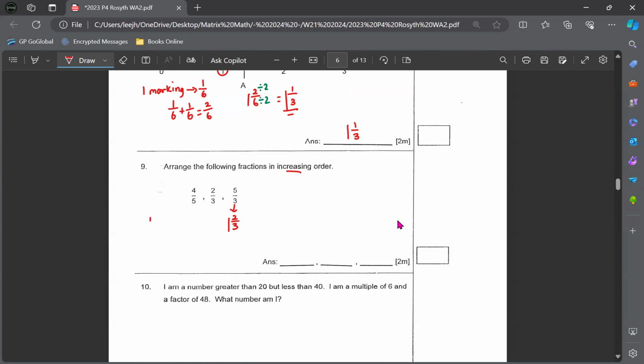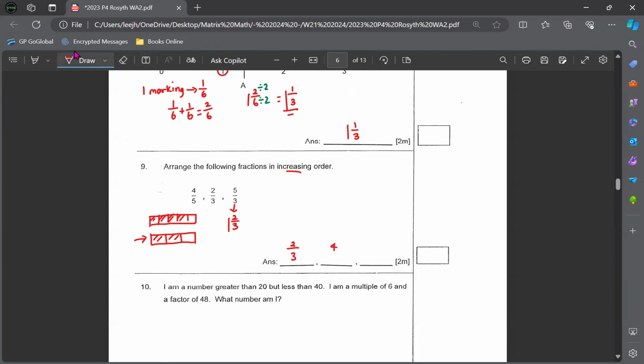If you look at this 4/5, let me draw. 1, 2, 3, 4, 5. Got this cake cut 5 pieces, you only take 4. Compared to this same cake, now I cut 3 parts, I get 2/3. Which one is actually smaller? It is actually this one. So that's why I say 2/3 is your smallest fraction. Understand? Okay.